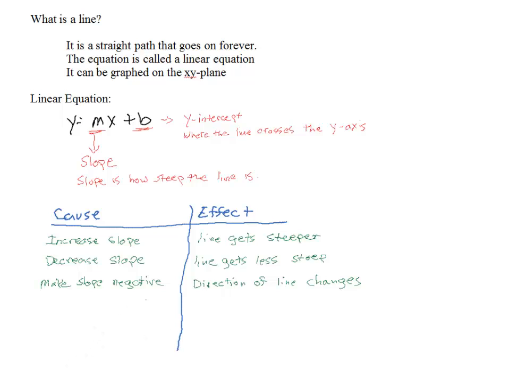What happens if we change the y-intercept? What effect is it going to have on the line? Well, the point where the line crosses the y-axis is going to change. So if we change the y-intercept, the effect is it's going to either move the line up or down the y-axis.